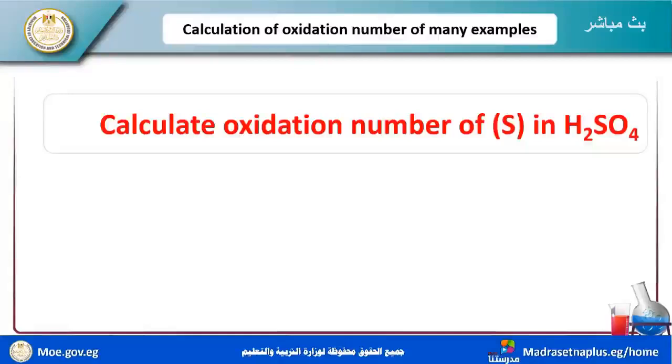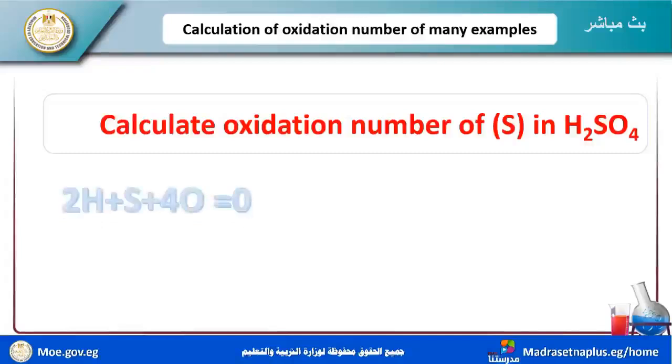Calculate the oxidation number of sulfur in sulfuric acid. Sulfur in sulfuric acid. This is a question for you. Now we must write 2H plus S plus 4O. Why plus? Because of the summation of oxidation numbers, to apply the rule I studied before in the last slides. We will apply these rules here.